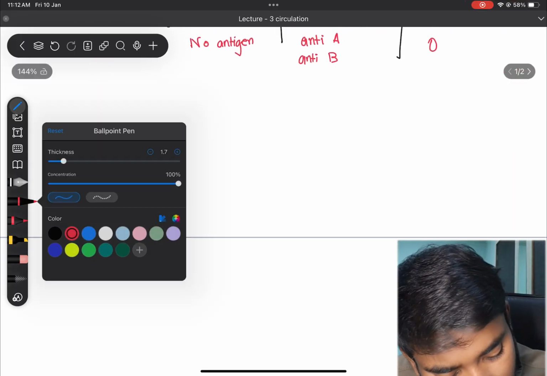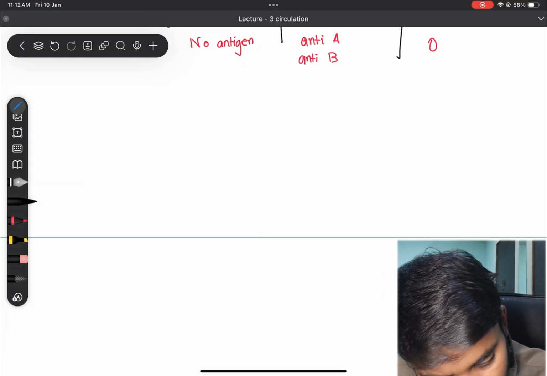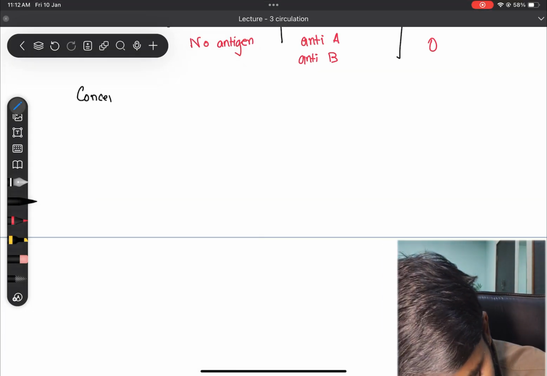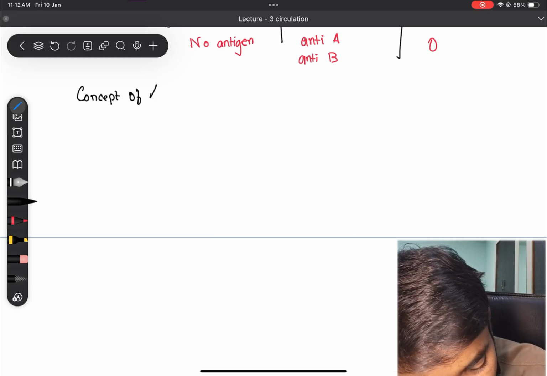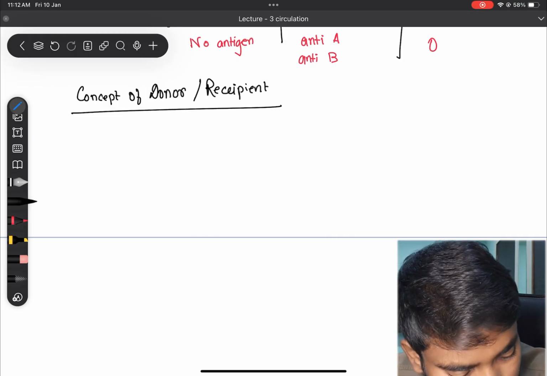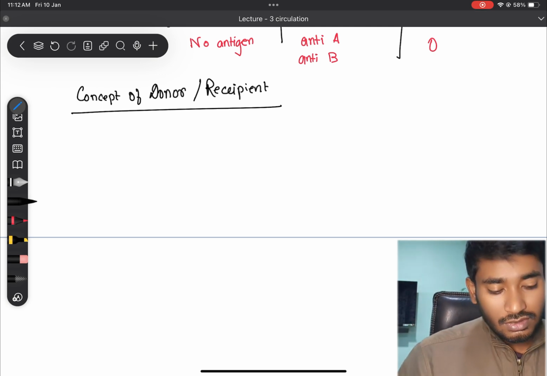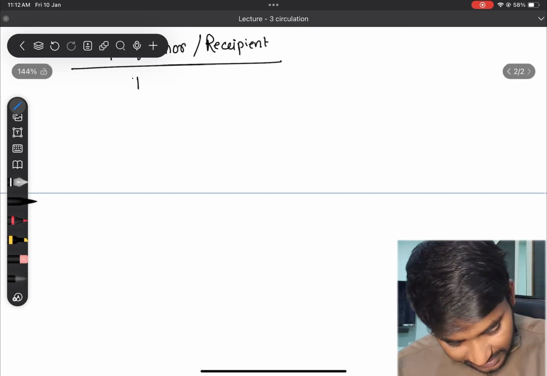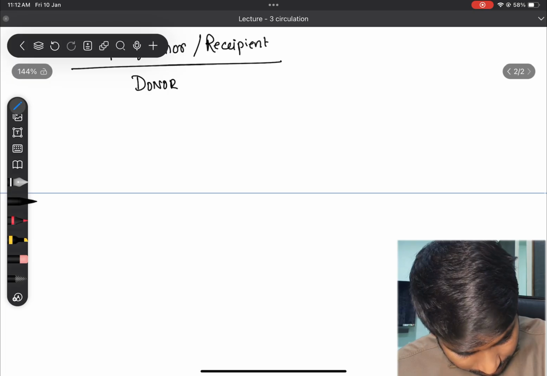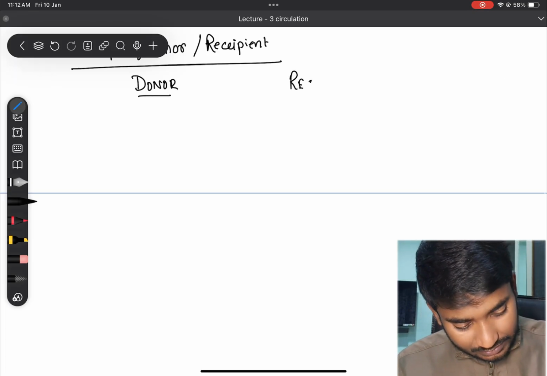Now come to the next concept of donor and recipient. What is the concept between the donor and the recipient? The concept is, let this be the donor and this be the recipient.